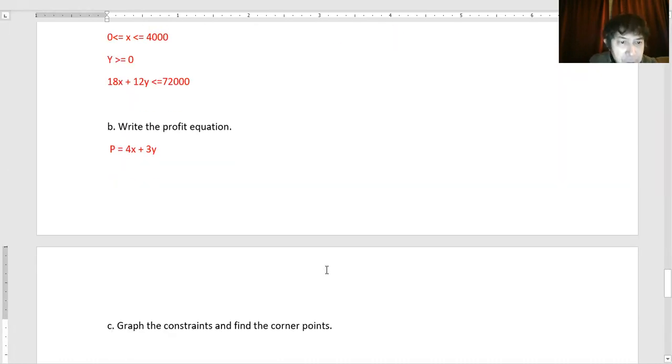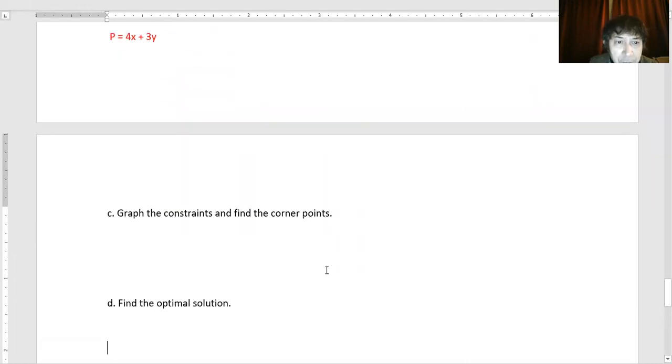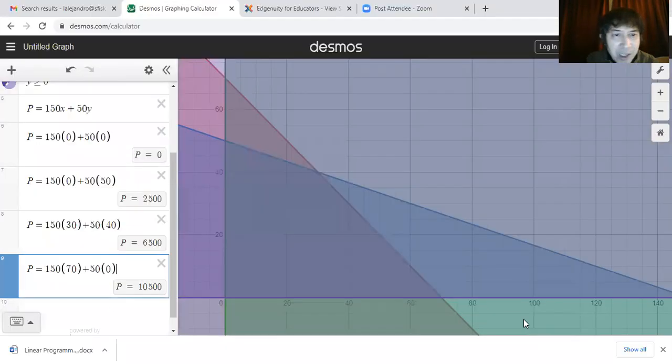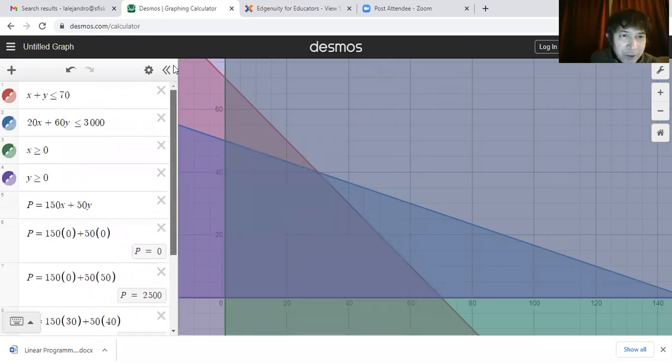Next question: graph the constraints. This is for letter C. Graph the constraints and find the corner points. We'll be shifting screen at this point, but let's finish our reading for the remaining questions. Letter C is graph the constraints, and then letter D is find the optimal solution. And that's it. So we're going to shift screen. Let's go back to our Desmos screen and erase number 3. Let's remove number 3 first.